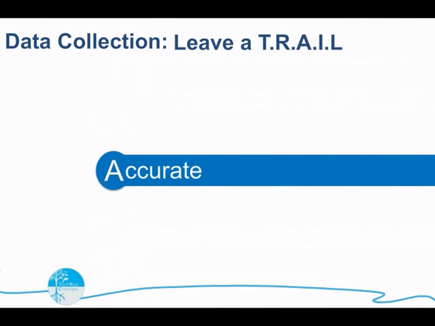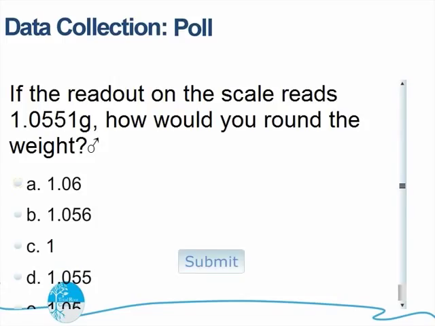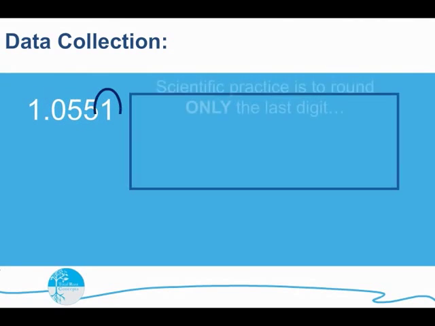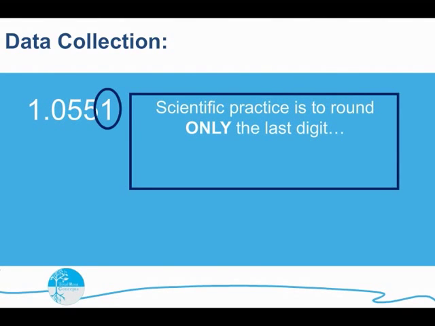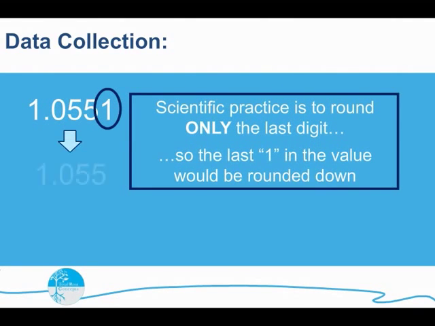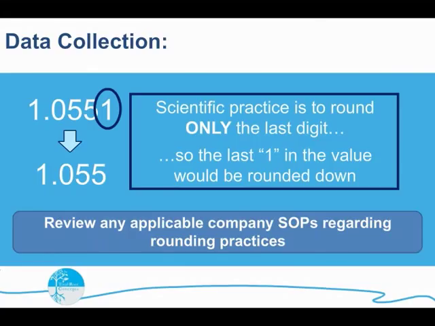While it makes sense to record data accurately, sometimes it's trickier than you think. How would you round the weight on a scale that reads 1.0551 grams? Take a guess, click Submit, and then click Continue. Scientific practice is to round only the last digit. So in this case, the last one in the value would be rounded down. Make sure you review any applicable company SOPs regarding rounding practices.